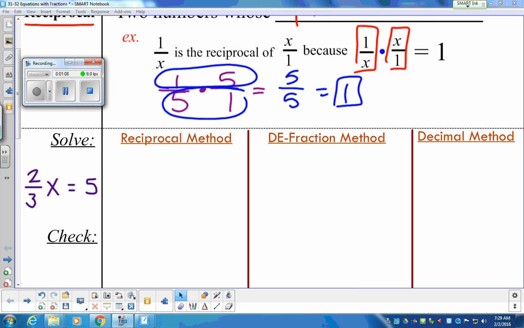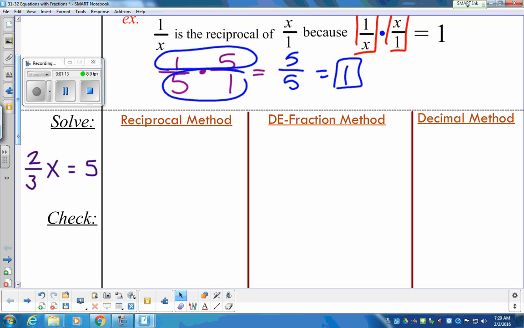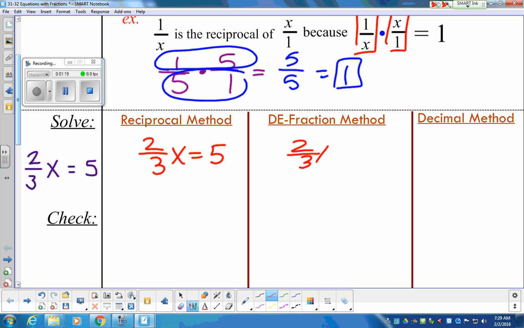So our first option is called the reciprocal method. We're going to take this fraction, 2/3 x equals 5. Actually, let's go ahead and write that equation 3 times here. 2/3 x equals 5. All right, so 3 times we're going to write that fraction because we're going to solve that same problem 3 different ways. Then after we're done doing reciprocal method, diffraction method, decimal method, you'll go ahead and pick your favorite option. Starting with reciprocal method.